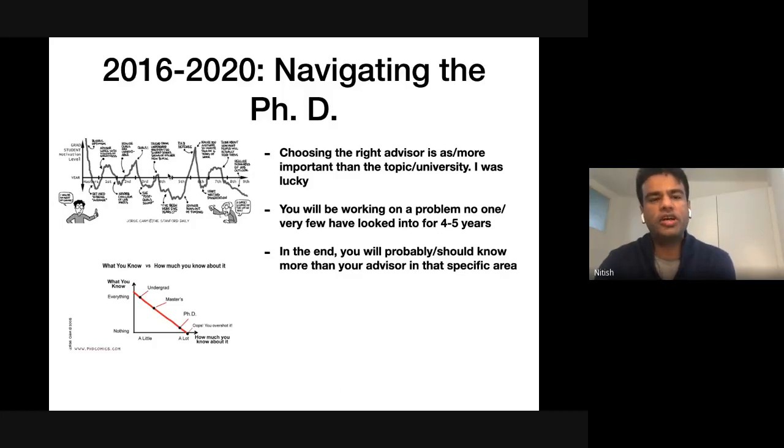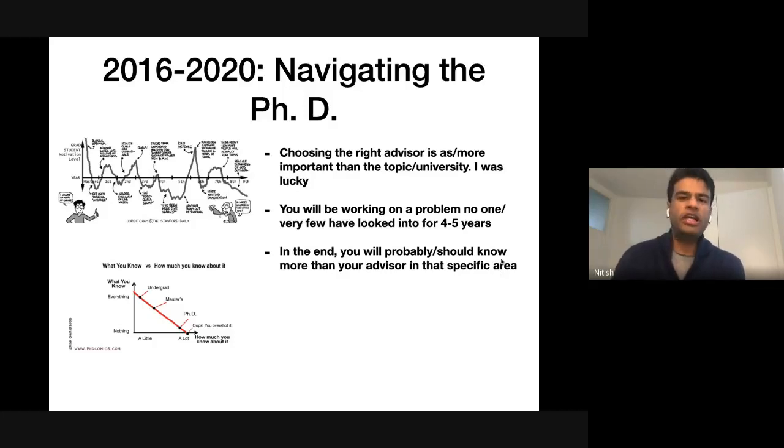you start the journey to know that you will have a lot of successes and failures, and you should be ready to take it on, because you will be working on a problem that no one or very few people have looked into for 4 to 5 years, which is a really long time. So if you get into a PhD where you don't like the area that you're working in, you will definitely have a really hard time because 4 to 5 years is really long. And in the end, I think you should actually know more than your advisor in the specific area that you're working on.